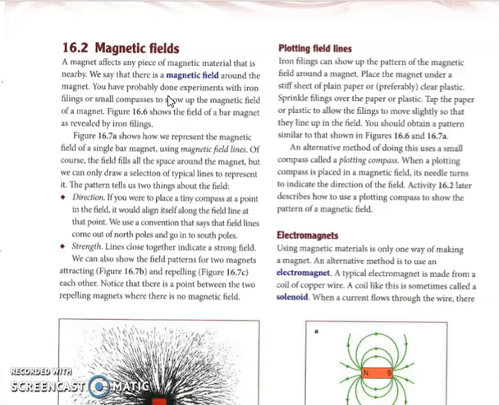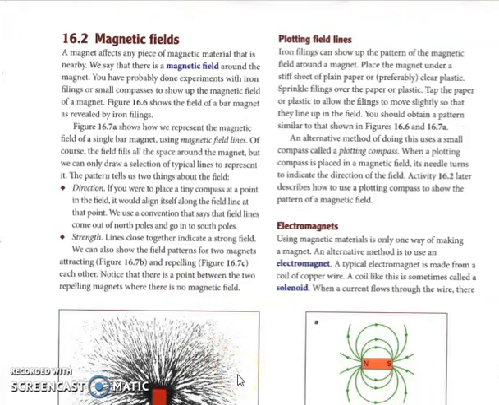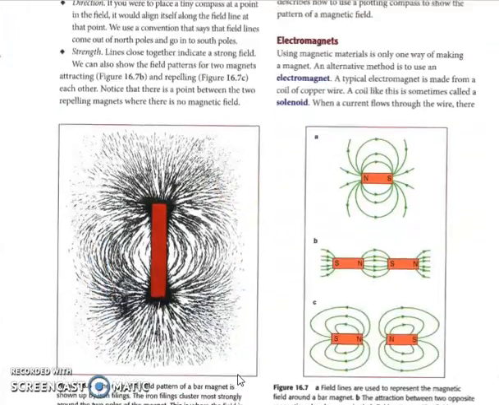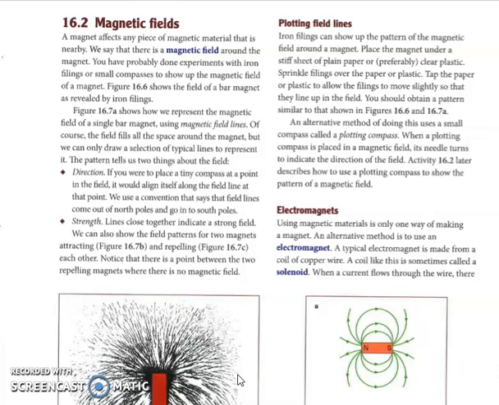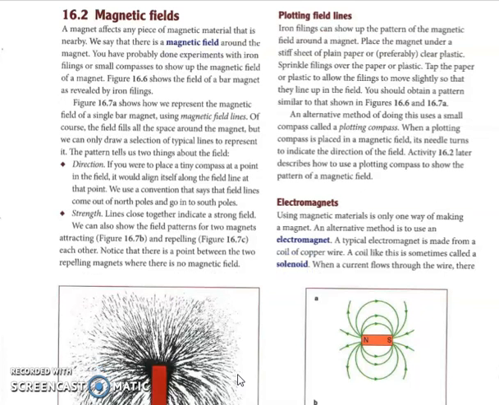You have probably done experiments with iron filings or a small compass to show up the magnetic field of a magnet. That is, there is a line of force around a magnetic material, that is magnetic field lines or magnetic lines of force. So there is a field around the magnet which will attract magnetic material. Here is a figure which shows these magnetic lines of force. We can also represent it by a compass.